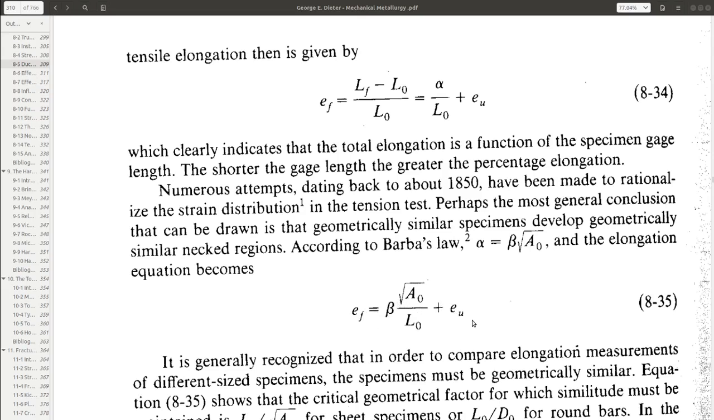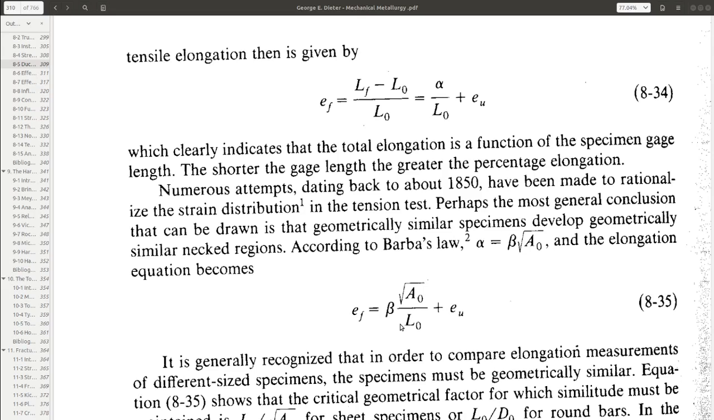Now for example, there are two persons, and the first person is measuring EF and the second person is measuring EF. For EF to be the same for those two people, they have to maintain this root A naught by L naught to be the same. It's not necessary that they keep A naught and L naught the same, but this ratio has to be the same. So from there we are getting the standard.